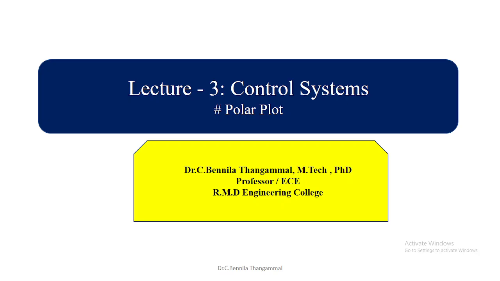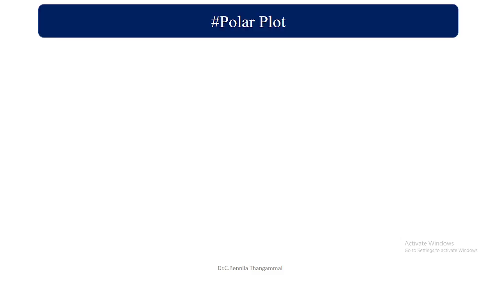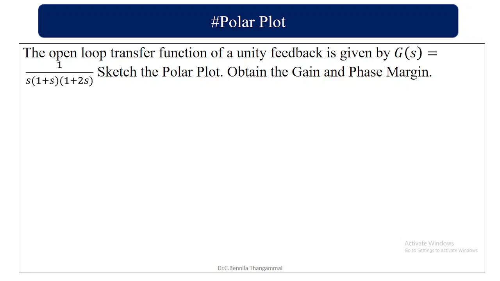Today we are going to see polar plot in lecture 3 of control systems. The open loop transfer function of a unity feedback system is given by G(s) equal to 1 divided by s into (1 plus s) into (1 plus 2s). Sketch the polar plot, and obtain the gain and phase margin.